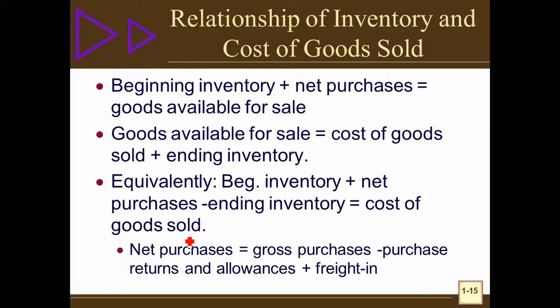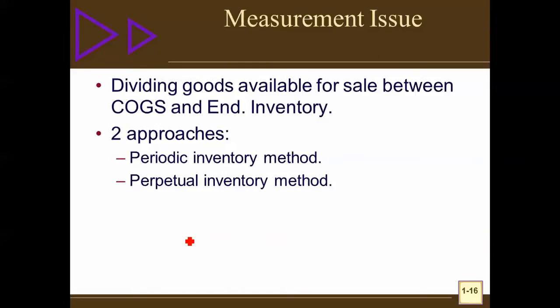Relationship of inventory to cost of goods sold. These are just mathematical. Beginning inventory plus net purchases equal goods available for sale. Net purchases equal gross purchases minus purchase returns and allowances plus freight. We already talked about that. Two methods of determination: periodic and perpetual.